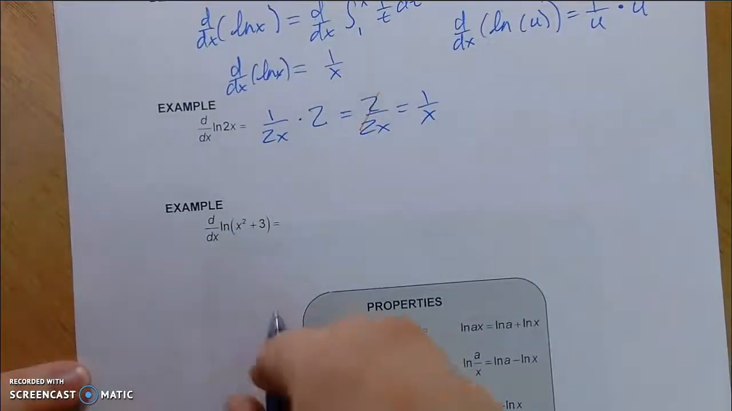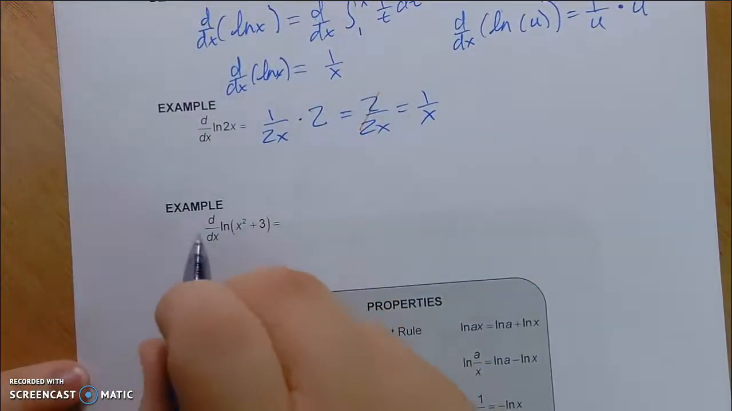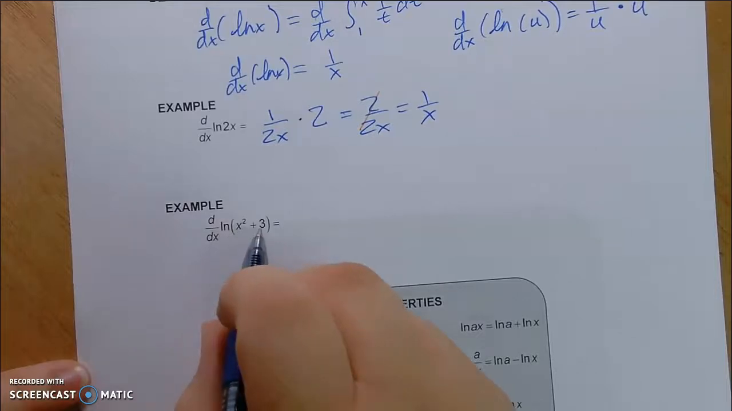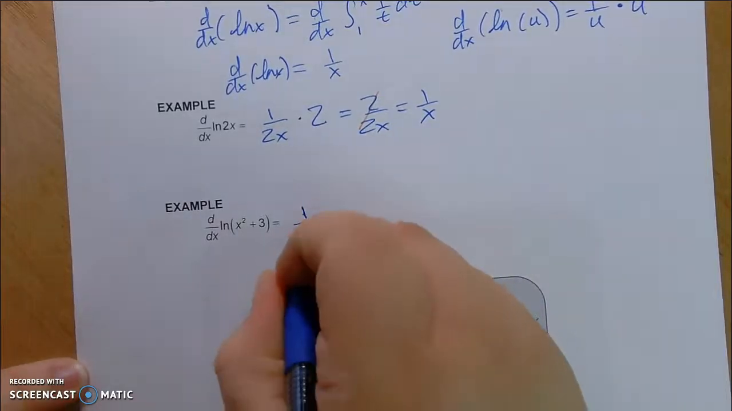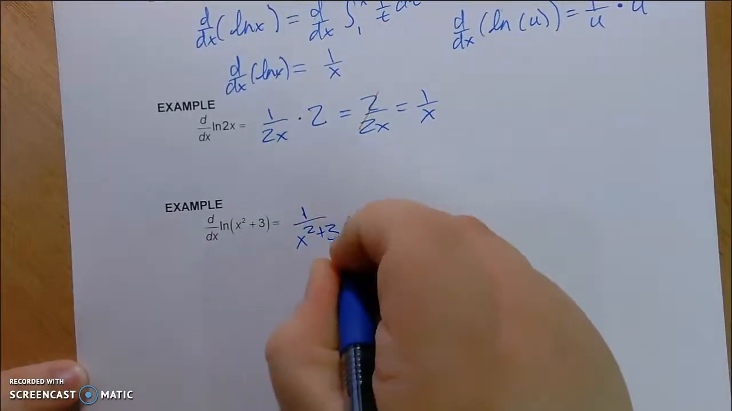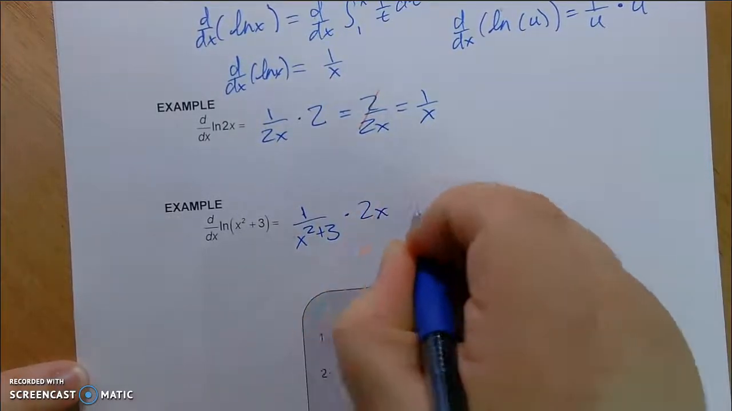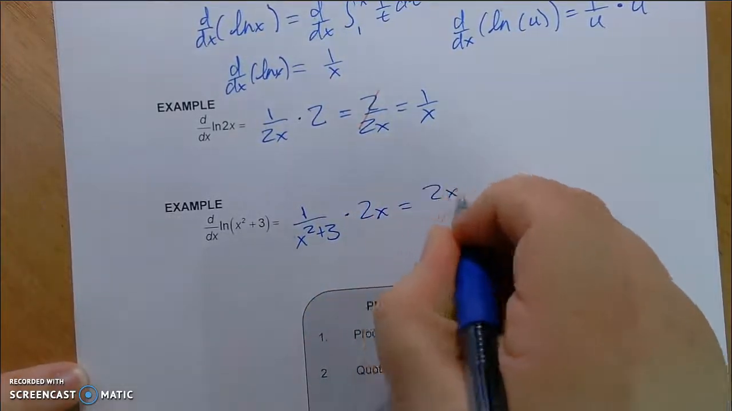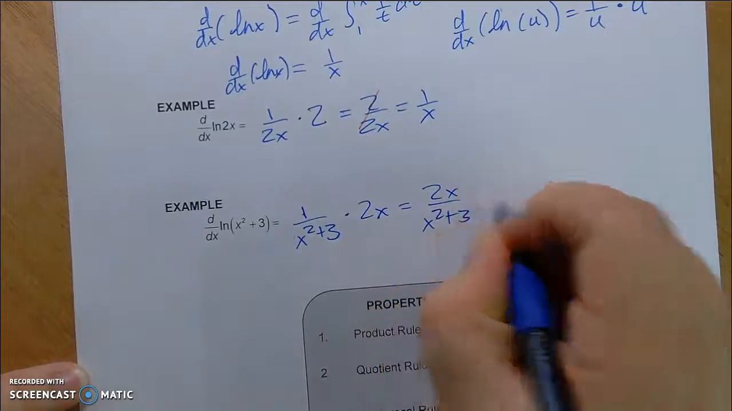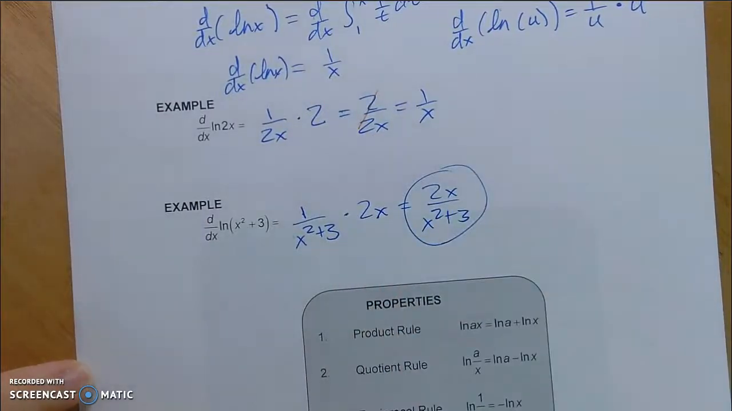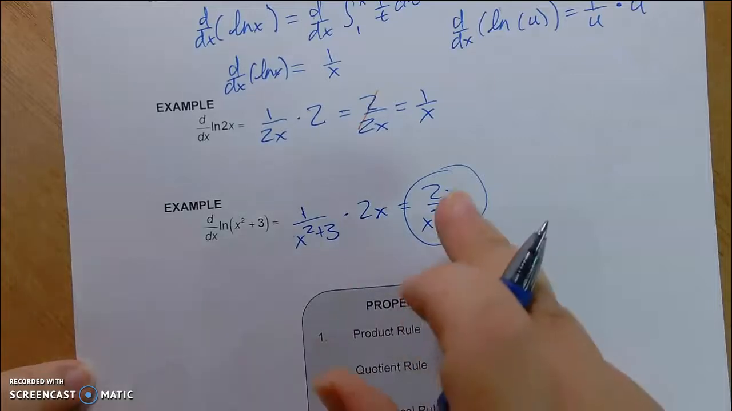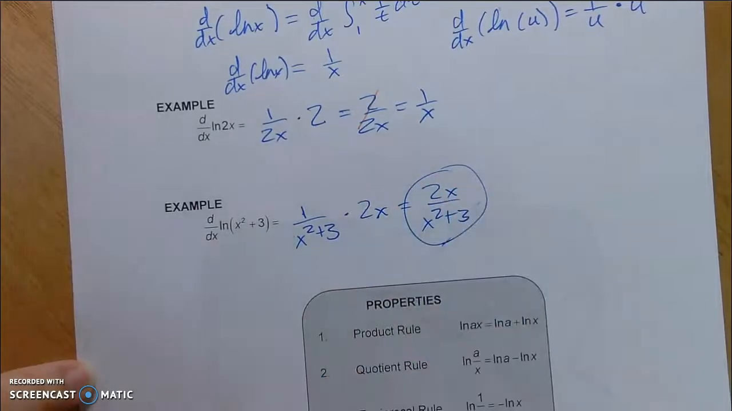Next one's just as easy, just a little more complicated. Derivative of the natural log of x squared plus 3 will be 1 over x squared plus 3 times the derivative of x squared plus 3. That's going to be 2x. Simplify, that's going to be 2x over x squared plus 3. And we're done. The x's don't cancel because there's not a common x in every term.